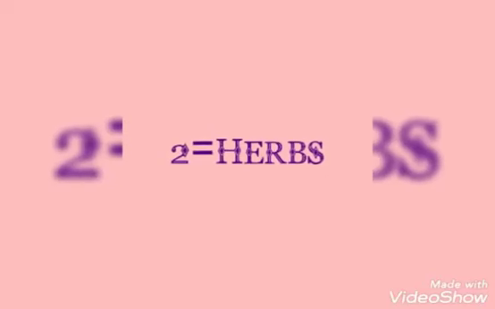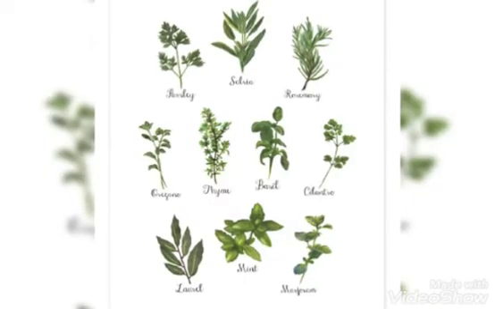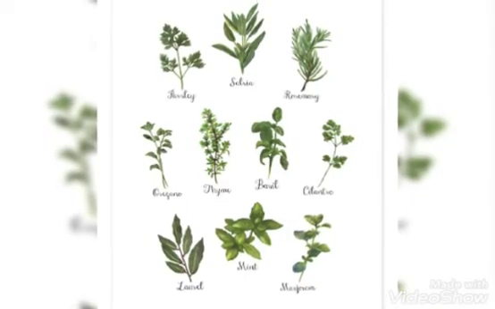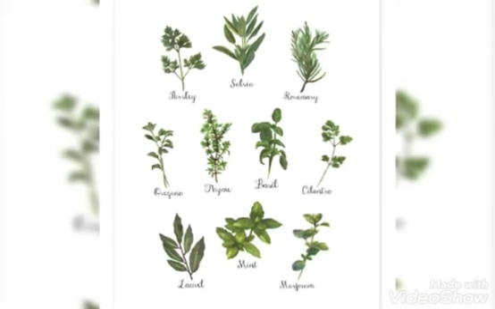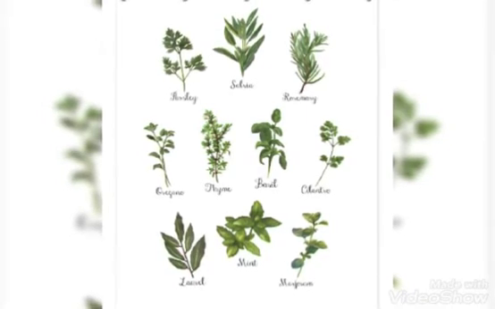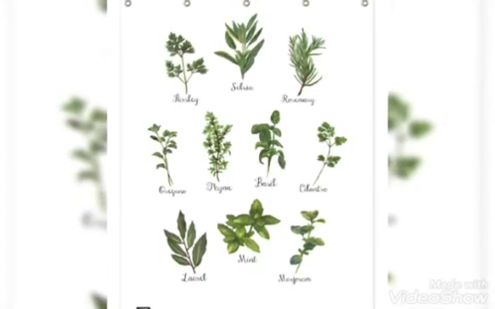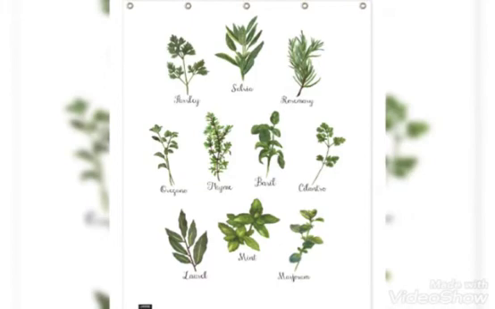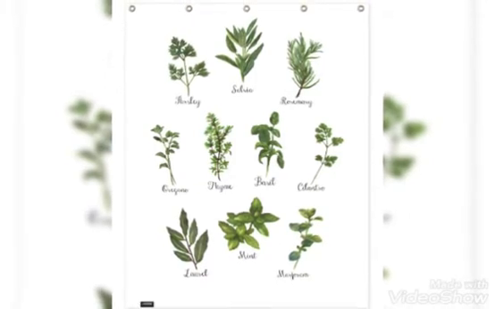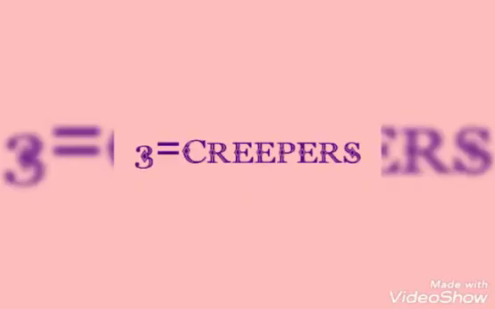Next we have herbs. Herbs are small plants with tender green stems. They have tender green and fleshy stems. They are often aromatic and the leaves can be used for flavor, because these herbs are used for beautiful smell and flavors.